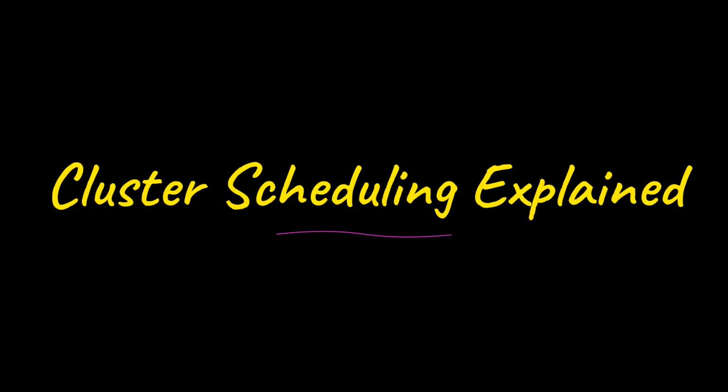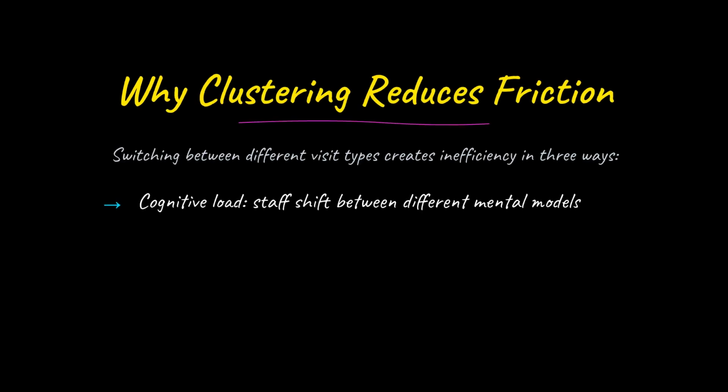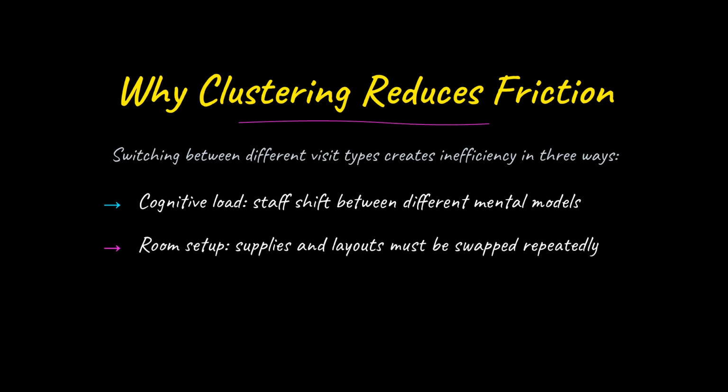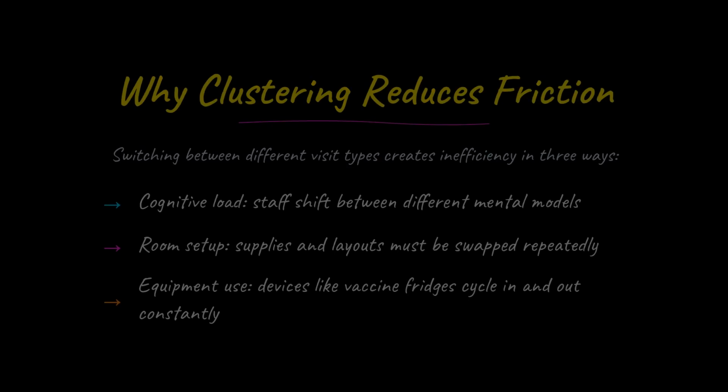Cluster scheduling is a template-based tactic that groups similar visit types into the same morning, afternoon, or day. Understanding why it exists and how it differs from other scheduling models is the key to recognizing it on the exam. The core problem cluster scheduling solves is friction from variety. When a morning mixes well baby checks, sick visits, and chronic disease follow-ups, the team repeatedly swaps mental models, reconfigures rooms, and pulls different equipment. Clustering eliminates that by making each period a mini-assembly line of identical tasks.